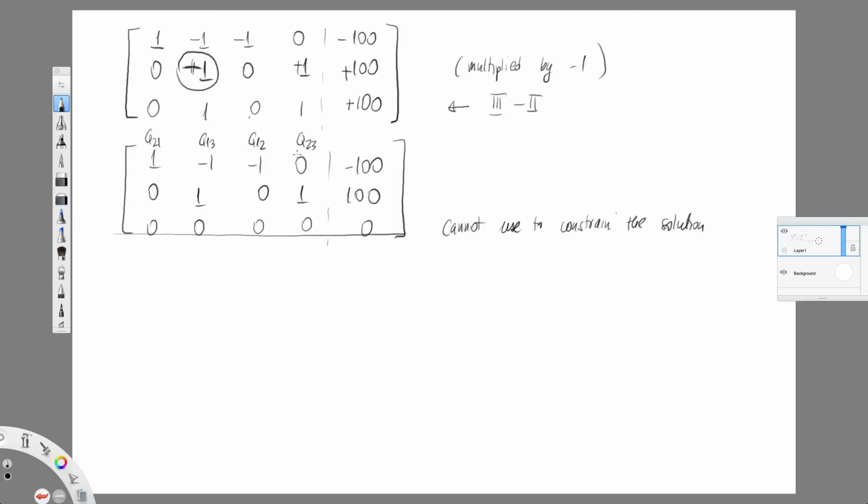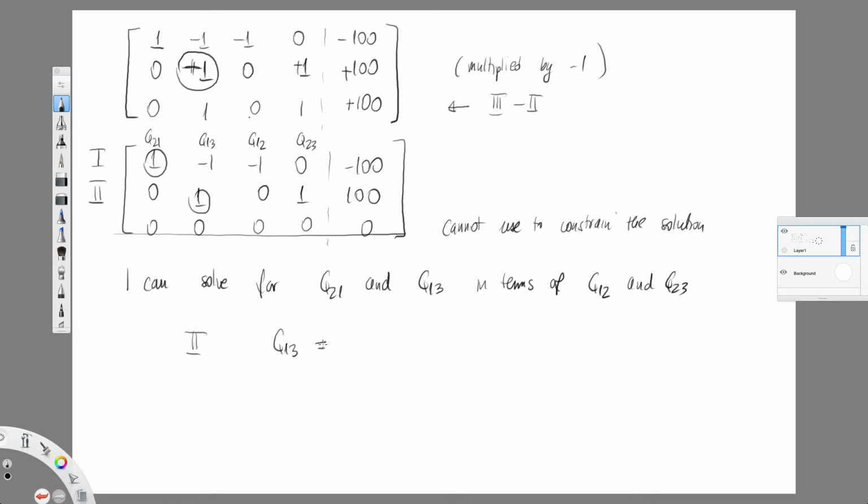So basically I can use back substitution just fine on these two, right? So I can solve for Q21 and Q13 in terms of Q12 and Q23. So essentially, from equation 2, as a back substitution, Q13 is equal to 100 minus Q23.